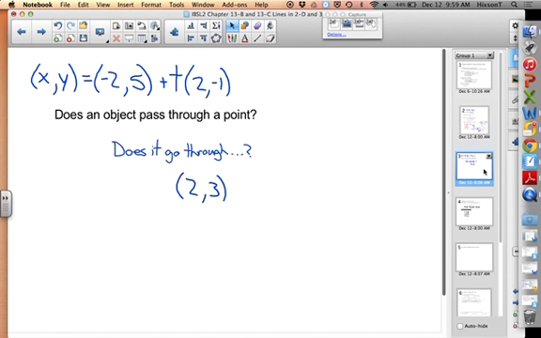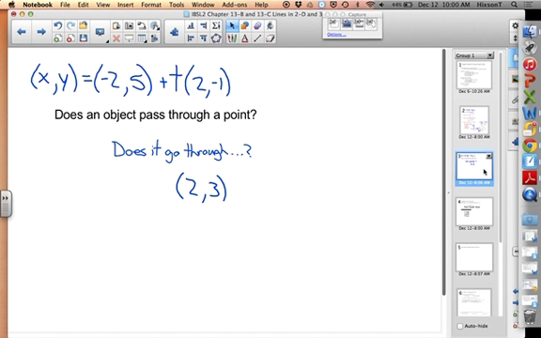A little different question is this. Does this object actually hit this point? Do we actually go through the point 2, 3? Now, if we wanted to figure that out with our regular lines, we would have just plugged in 2 for x and 2 for y, and as long as we got it equal on both sides of our equation, we know it worked. That's not going to necessarily work here.